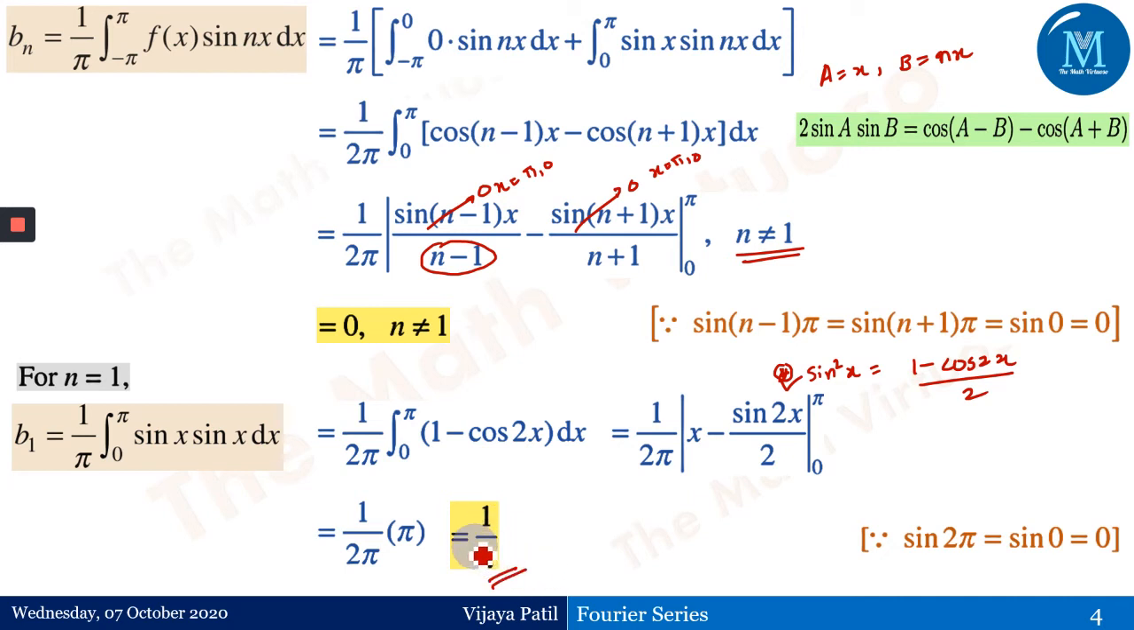If you observe the previous step also, we have got bn equals 0 for the values n equals 2, 3, 4, 5 and so on, but b1 has the value 1 by 2. Similarly for an, we have seen that an has some value, whereas a1 is equal to 0. So we are incorporating everything together to write down our f of x.